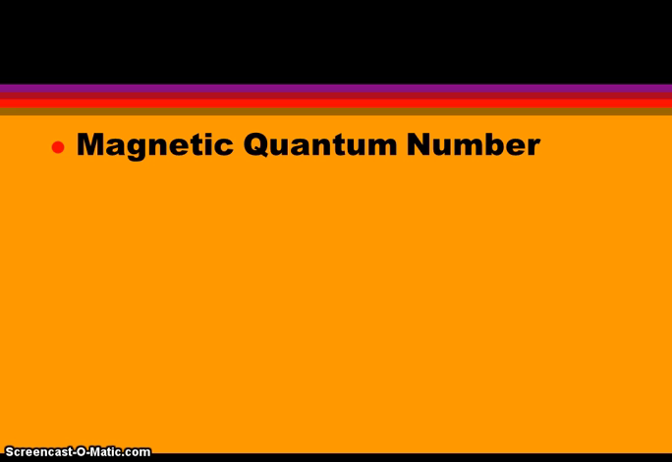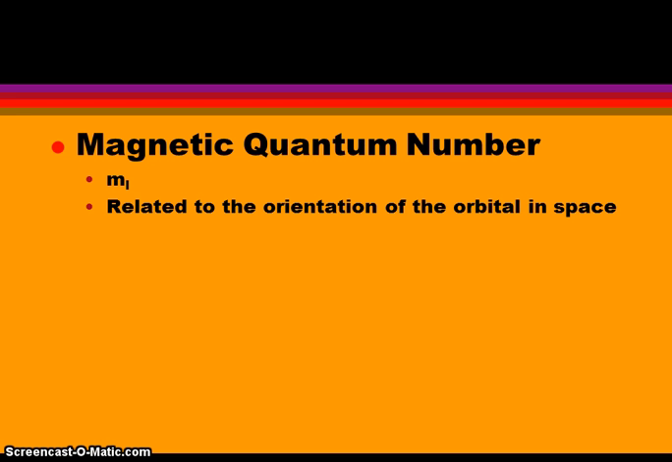Now we have what's called our magnetic quantum number. And we're going to designate this with an m sub l. And it's related to the orientation of the orbital in space. So we saw that our s orbital has one orientation in space, and we're going to designate that with the magnetic quantum number of 0.